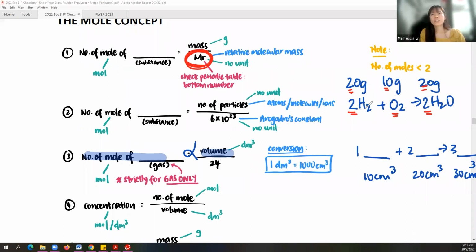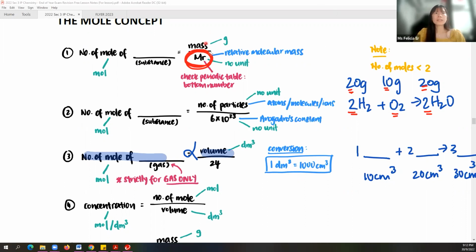Because it is based on the number in the periodic table. Yeah, because like H, the periodic table number is 1, oxygen is like 16. Yeah, so the denominator is different. So the number of mole and the mass are not directly proportional. So you cannot say that 2 mole means 20, then 1 mole means 10. No, they are not directly proportional.